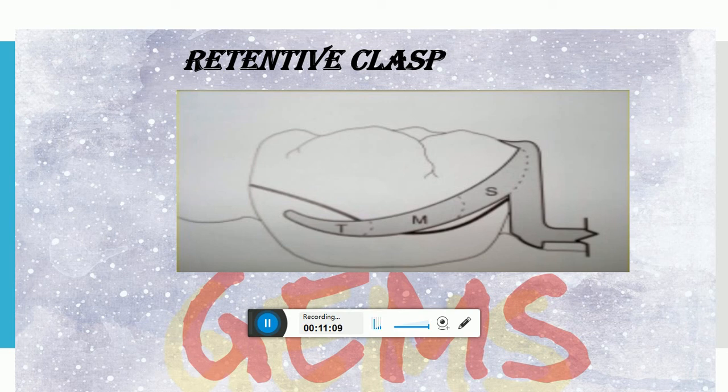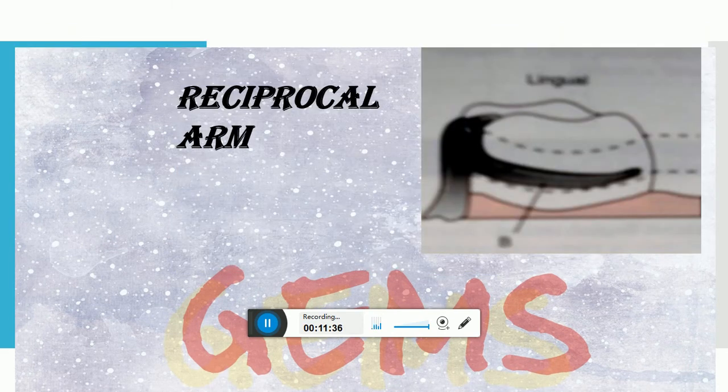Then next we have the middle third. It provides limited flexibility and is placed above the height of the contour. Next we have the proximal third. This is rigid and placed above the height of the contour. So basically you should know that the terminal third is the only component to lie cervical to the height of the contour to provide direct retention. Done? Okay. Next we have the reciprocal arm.